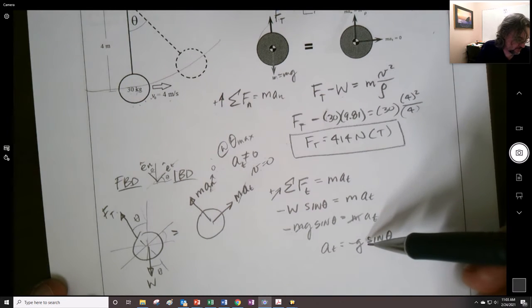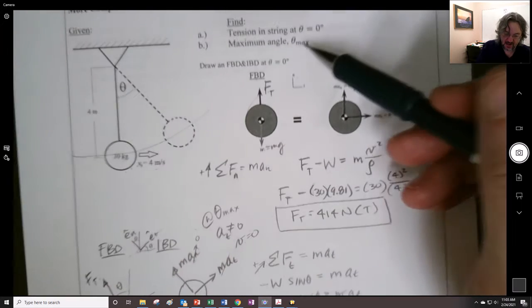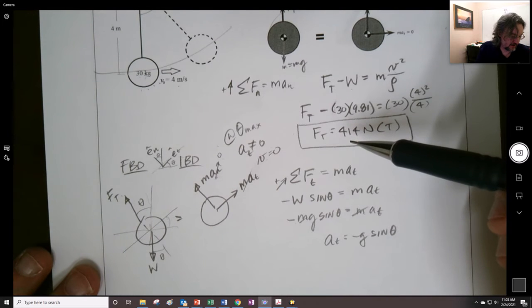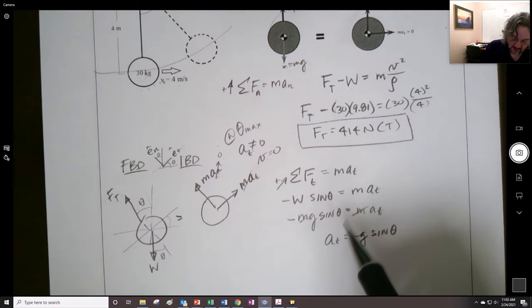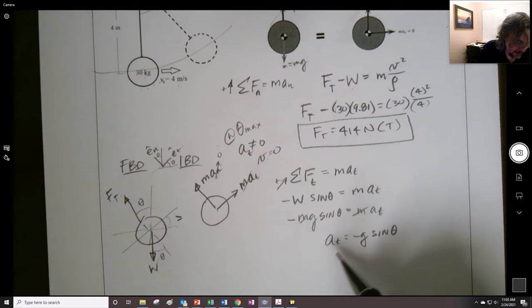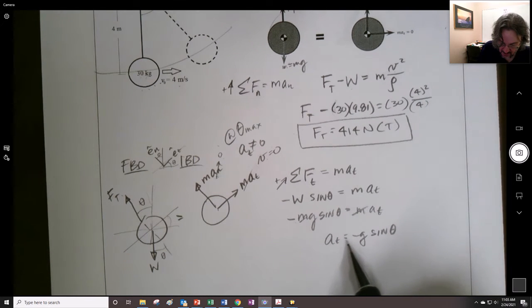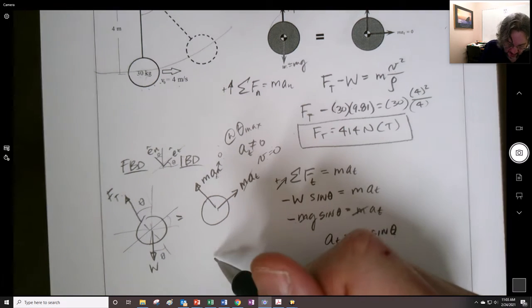Now, if we want to find out what its maximum angle is going to be, we have to find when the velocity is equal to 0, right? So we want to turn the acceleration, which is a function of angle, though, right? But we do know something.